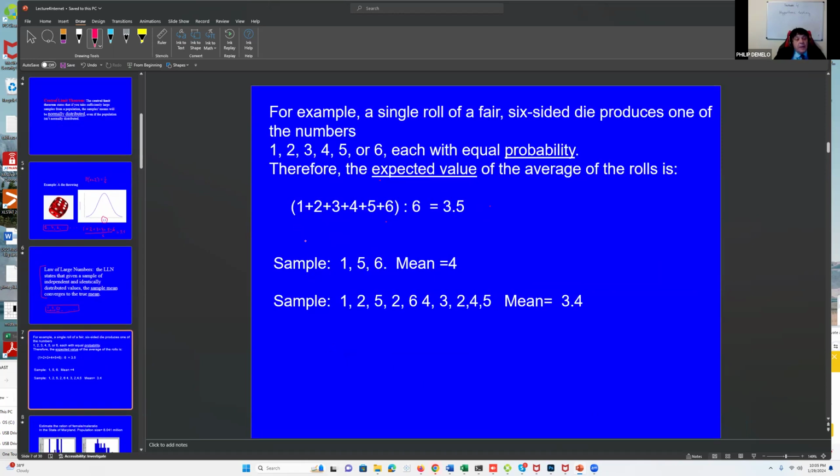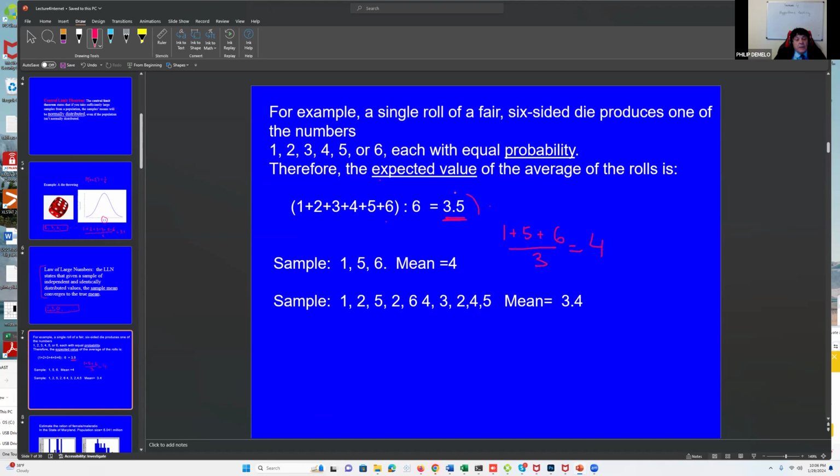Let us see my die again. As I told you, the mean is 1, 2, 3, 4, 5, 6 divided by 6, which is 3.5. This is the mean of the die. Now I take a sample, 1, 5, 6, and that gives 1 plus 5 plus 6 divided by 3. It is 4.